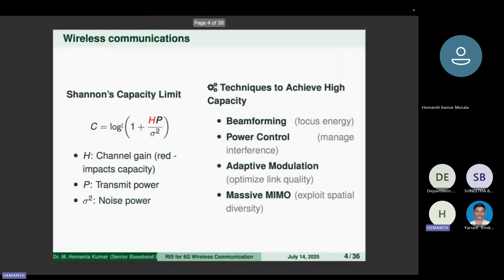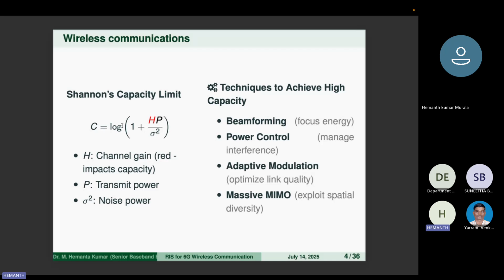So what do you understand from this formula? If you get a better capacity, then you can use higher modulation, and a higher data rate will be supported. For the higher one, it depends upon the channel only. So these are the techniques implemented basically for 4G and 5G: beamforming technique, power control technique, adaptive modulation. Just now we discussed the adaptive modulation scheme, and massive MIMO communication. What is beamforming? I will discuss beamforming.